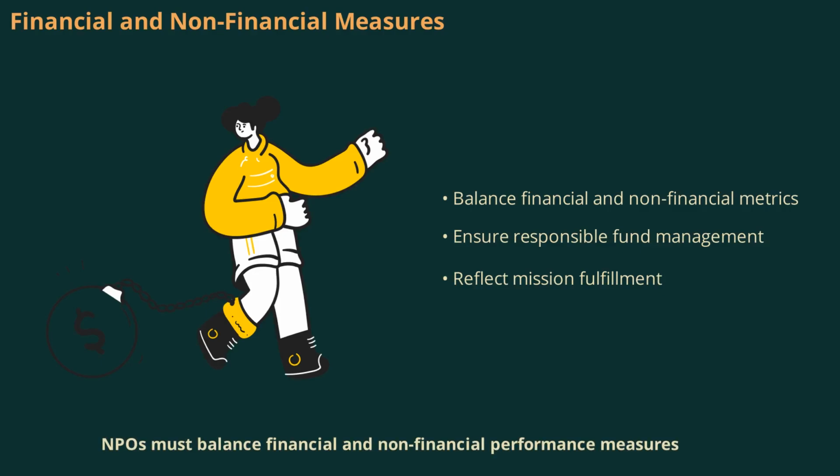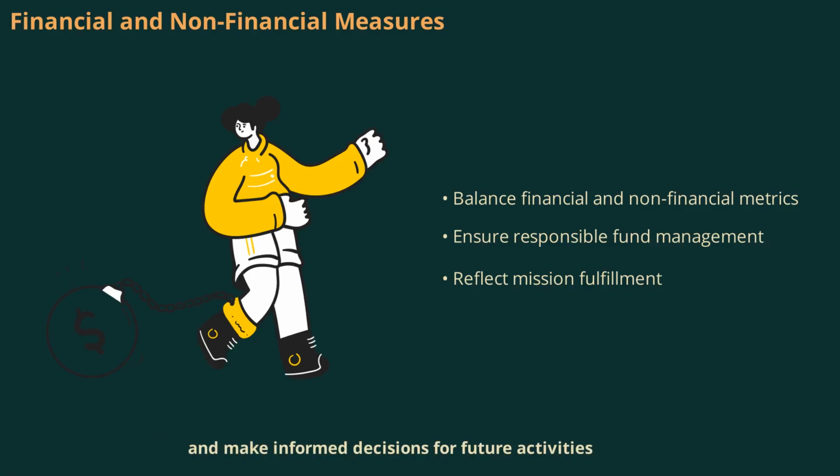NPO must balance financial and non-financial performance measures. Financial measures, such as budgeting and cash flow, ensure that funds are managed responsibly. Non-financial measures, like service quality and beneficiary satisfaction, reflect how well the organization fulfills its mission. Both types of measures are necessary to provide a complete picture of performance. By integrating these indicators, NPO can demonstrate accountability, attract more support, and make informed decisions.